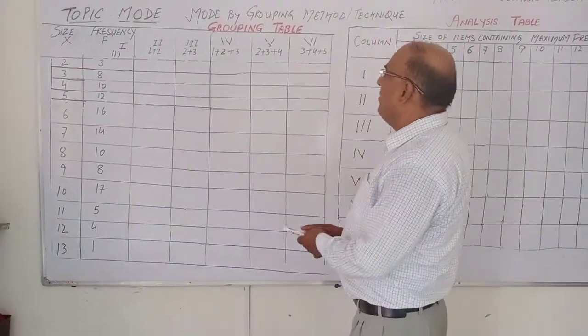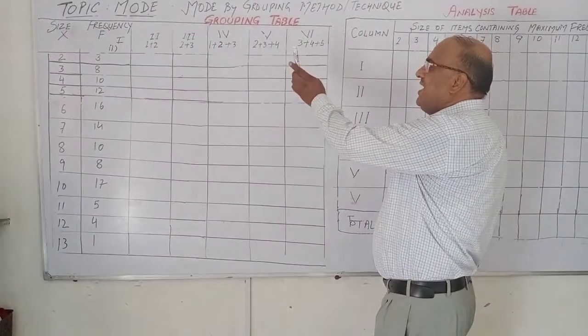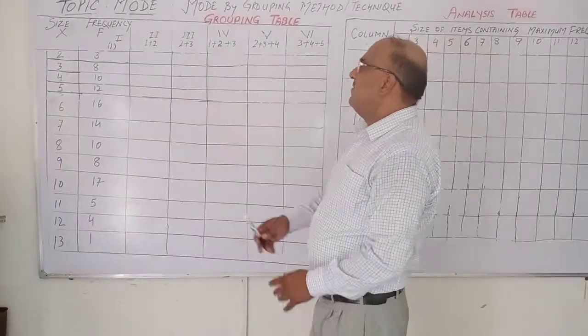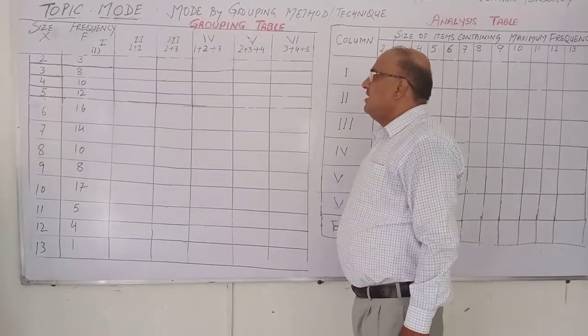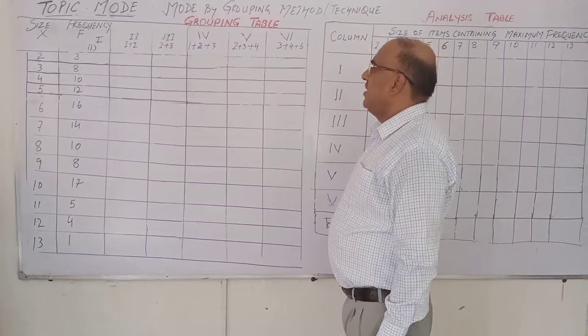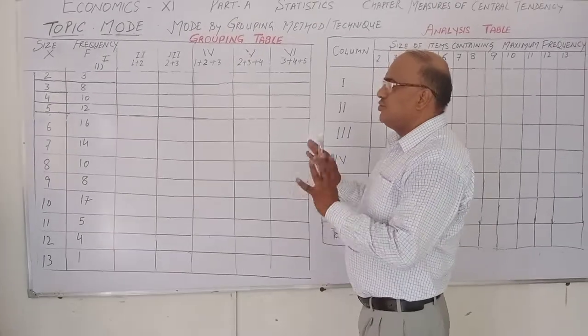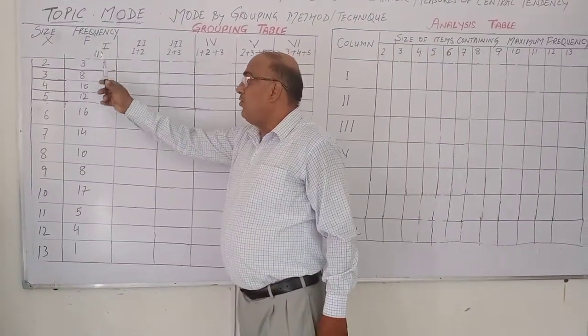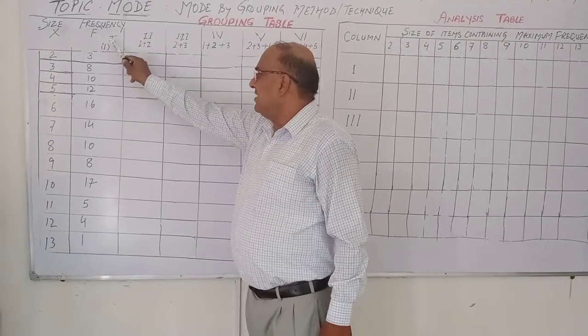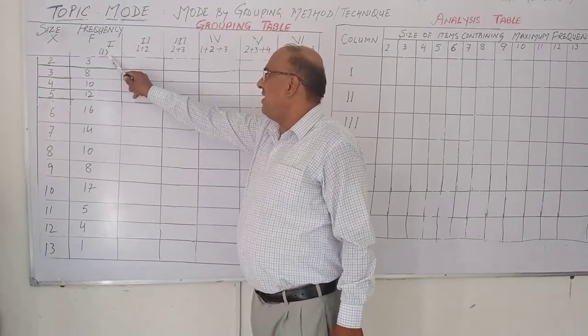So first of all, we have to draw a table. Neatly we have to draw the table. That table has columns 1, 2, 3, 4, 5, 6. These numbers should be in Roman numerals, so that there is a difference. Next, write the formula. How to add the frequency? These are the frequencies. Number 1 is given.